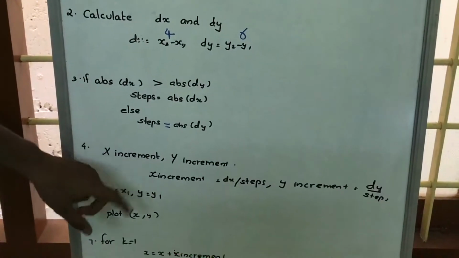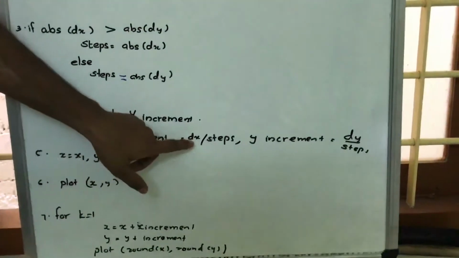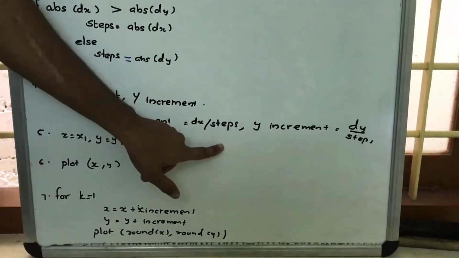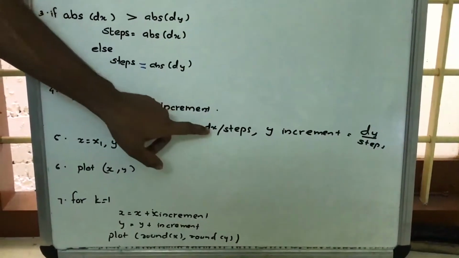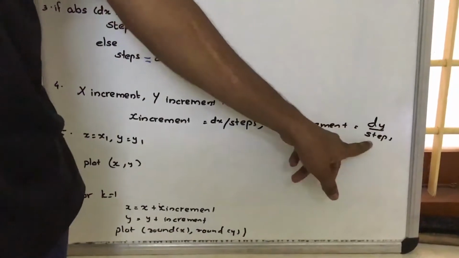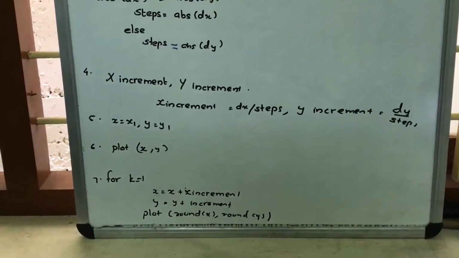Now we have to find the x increment and y increment. The x increment is dx by steps. Here dx is 4, and steps is 6, so 4 by 6. The y increment is dy by steps. dy is 6, steps is 6, so that is 1. So we have found the x increment and y increment.